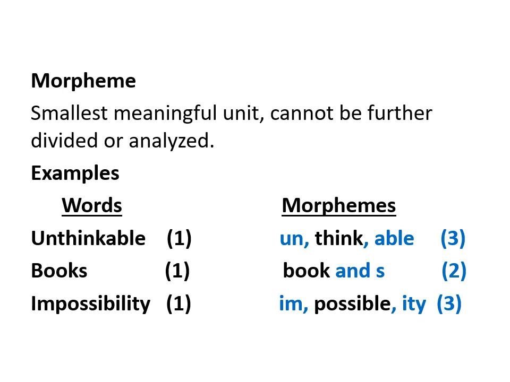The next word is books, and we can divide it into two parts, book and s. It means there are two morphemes. The third one is impossibility. We can divide it into three morphemes: im, possible, and ity. Possible is the base word, root word, or free morpheme, and the morphemes surrounding it, im and ity, are bound morphemes.